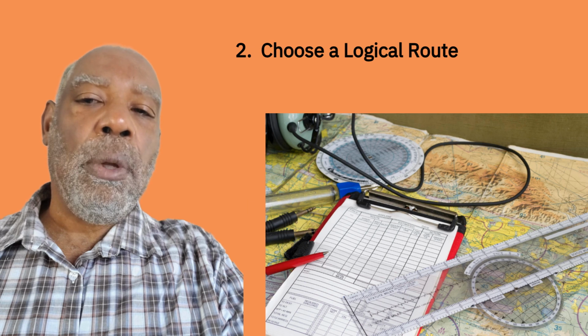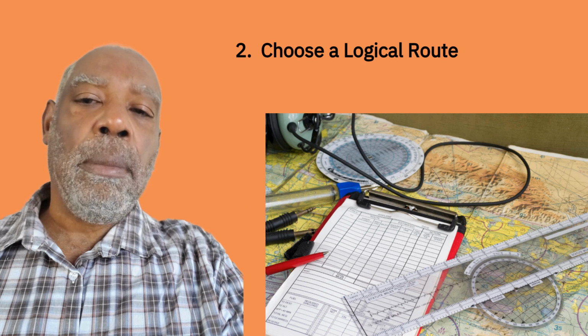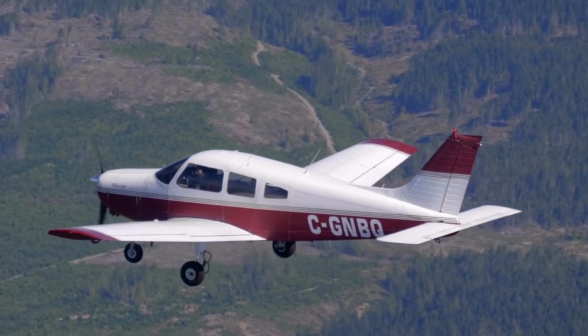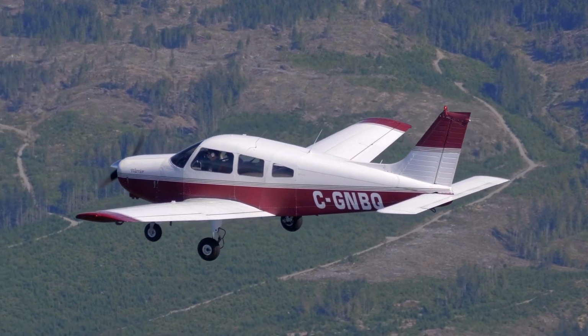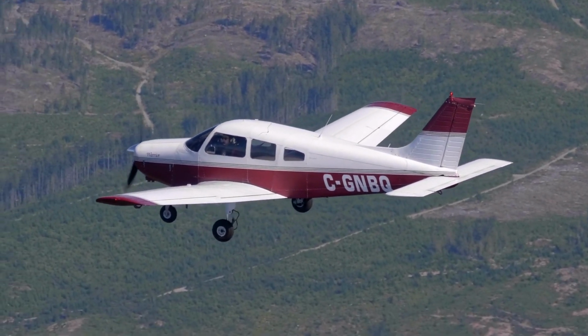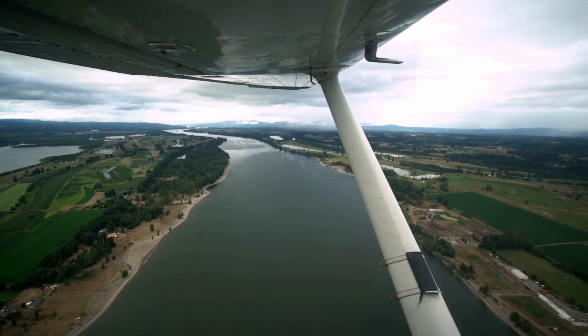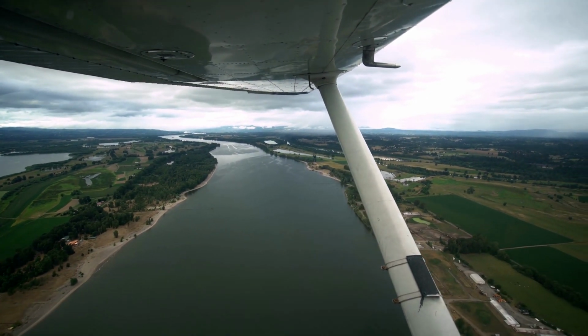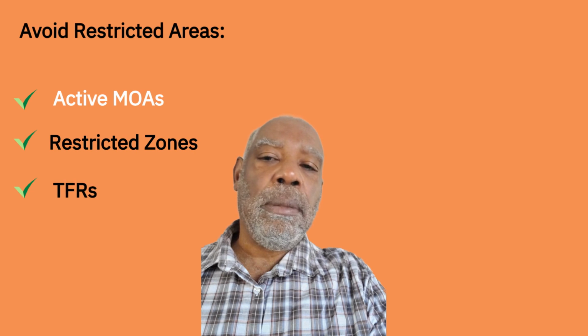2. Choose a logical route. Once your destination is decided, plot a route that makes sense. You can use digital apps like ForeFlight or Garmin Pilot, but even with technology, you should understand how to choose. Visible landmarks, highways, rivers, towers, and airports make great visual waypoints. Avoid restricted areas. Check for active MOAs, restricted zones, and TFRs.